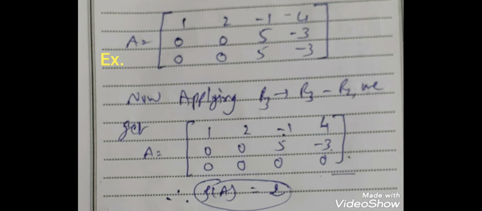So here the second and third rows have the same elements, so we can make all the entries 0 in any one row, the second or third. If we take a change in the third row, multiplying the second row by minus 1 and adding it into the third row, then all the entries of the third row will be 0. So we get the matrix A which contains the elements 1, 2, minus 1 and 4 in the first row, 0, 0, 5 and minus 3 in the second row, and all the entries of the third row are 0.